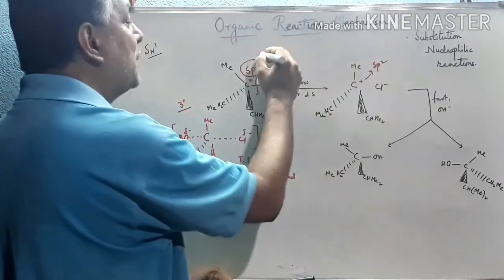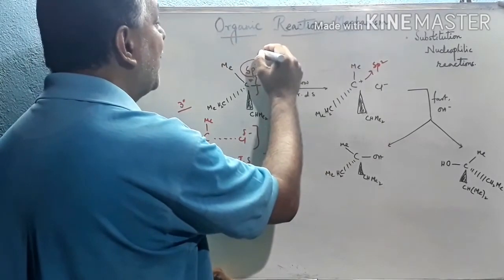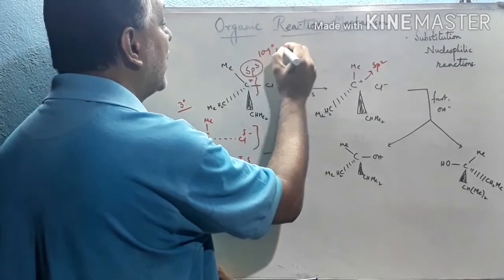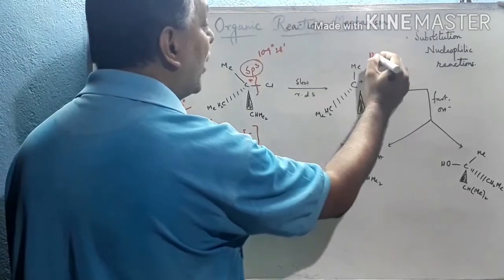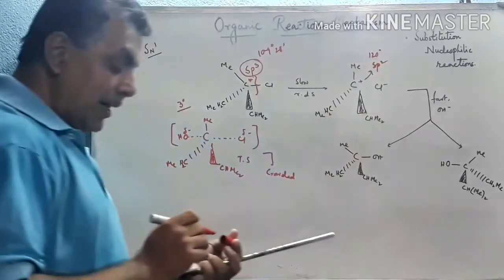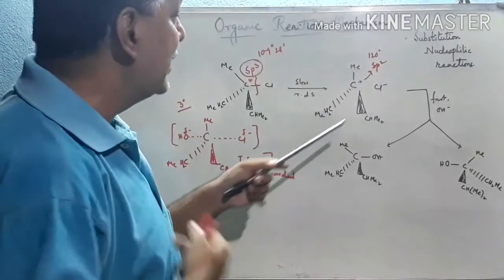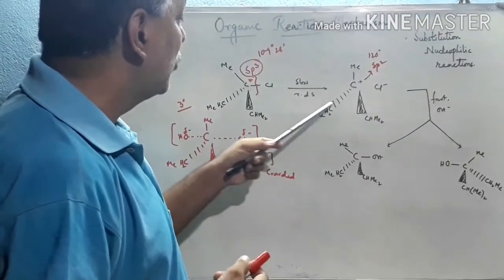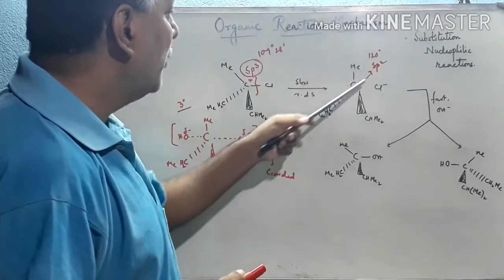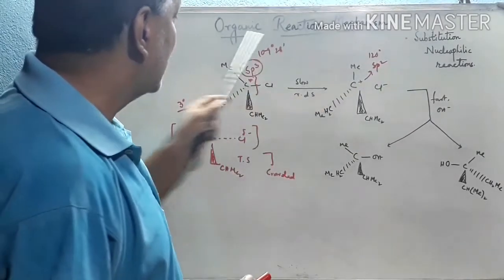And we know that in sp3 hybridization the bond angle is 109 degree 28 minutes, but now it becomes approximately 120 degree. So the bond angle is somewhat increased, and as the bond angle increases, the steric hindrance between the two bulky groups is decreased. So it is a more stable transition state as compared to the first.